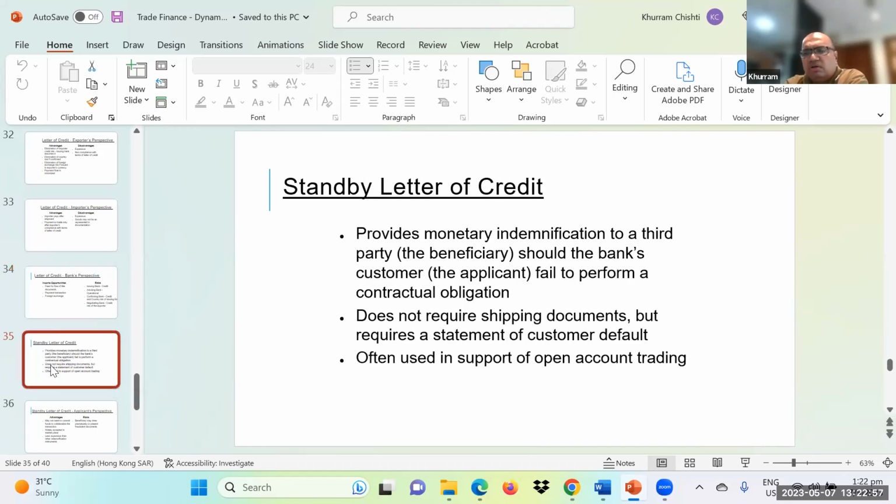Okay. Now we are coming to a different concept. It's called a standby letter of credit. Now, before we read the literature, by the way, any questions so far? I hope everybody's awake on their screens. Okay, so let me tell you what is the standby letter of credit.